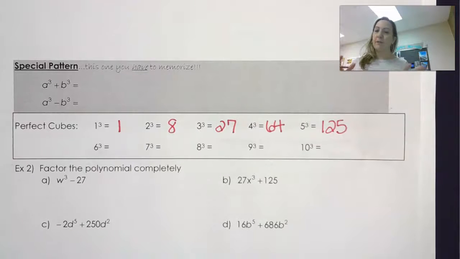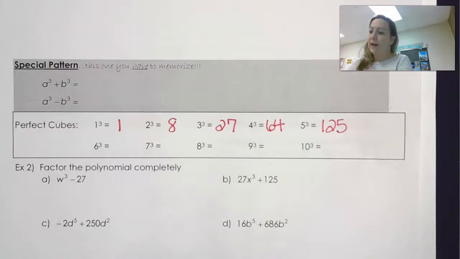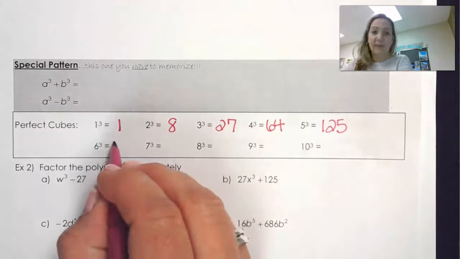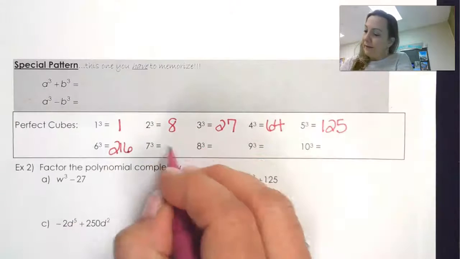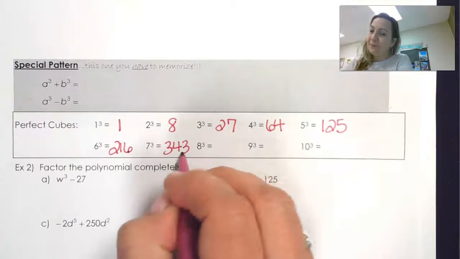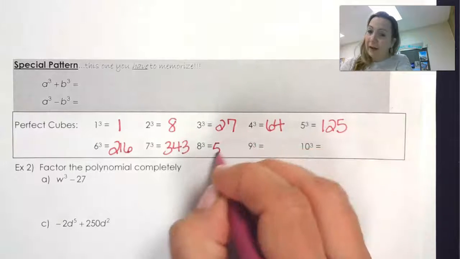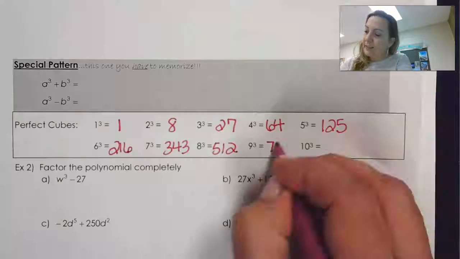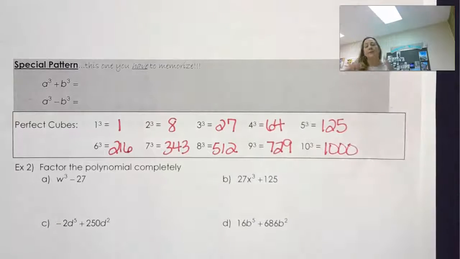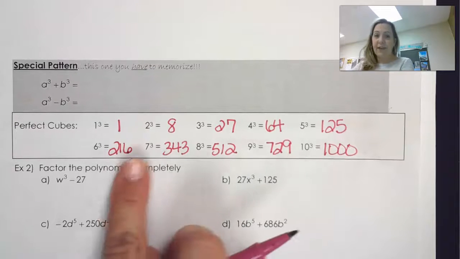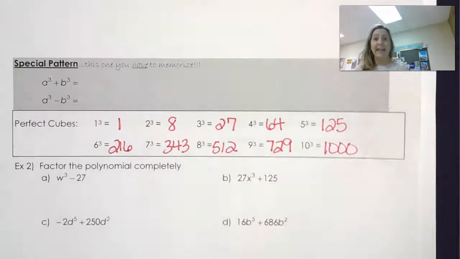But here's some other perfect cubes that will hopefully become more and more familiar to you as we go through these factoring problems. 6 cubed is 216. 7 cubed is 343. 8 cubed is 512. 9 cubed is 729. And of course, 10 cubed is 1,000. So it's important that when we see these values, we recognize these as perfect cubes, and that could help us use this factoring pattern.